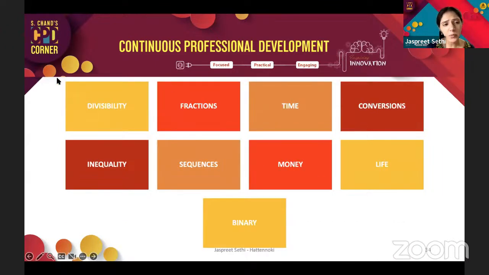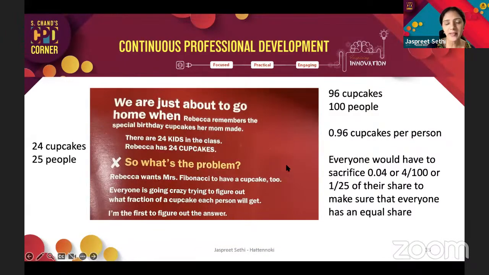Firstly, what does the book do? It talks about divisibility. It touches upon many topics, so this would be about 5th, 6th, 7th grade. Divisibility, fractions, time, conversions, inequality, sequences, money, life, binary. And here is that one little page in the book that I want to bring your attention to.